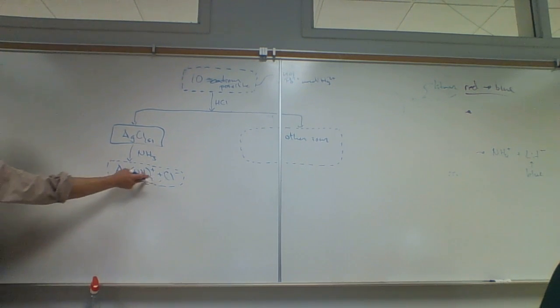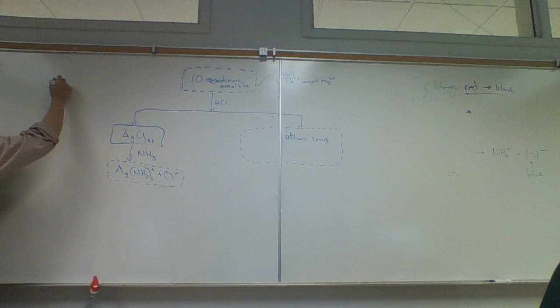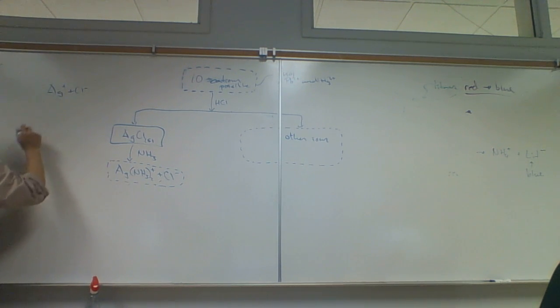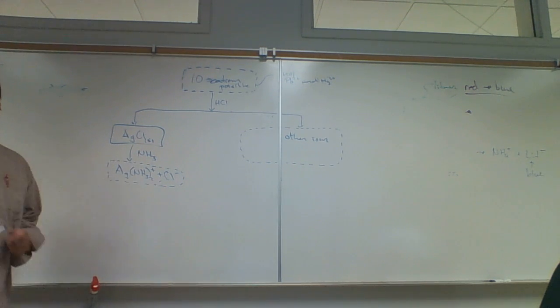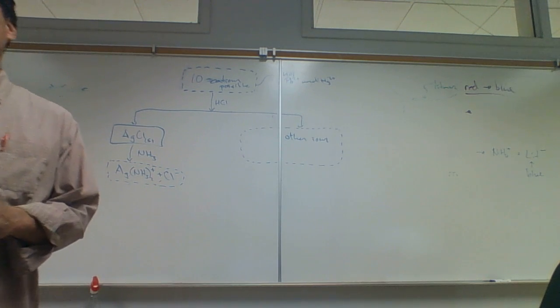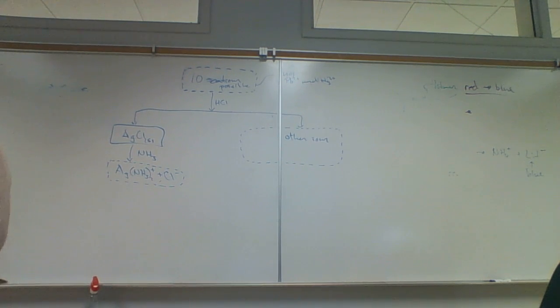Now I'm going to get rid of these brackets here. And so the reactions that are happening here, or the equations, silver plus chloride, well, I'll just do that later. So how much ammonia do we add? How many drops does it say to add? 4 drops. 4 drops. That's ridiculous.